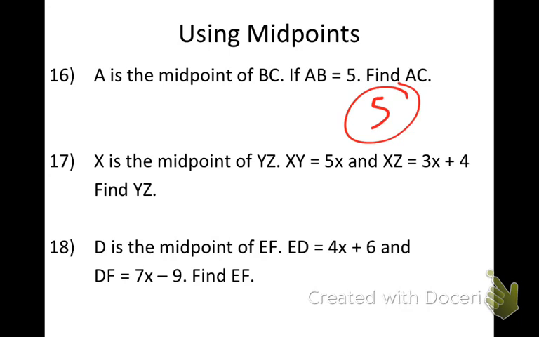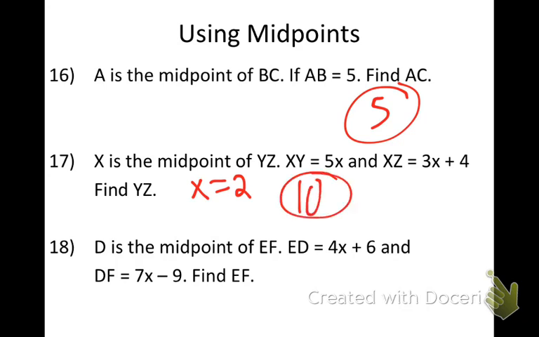17. X is the midpoint of YZ. If XY is 5X and XZ is 3X plus 4, find YZ. First, I need to find X. Colon, what is X going to get me on 17? X equals 2. And then I would plug that in, and YZ comes out to be 10. Nice job.